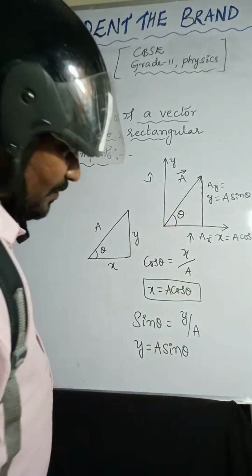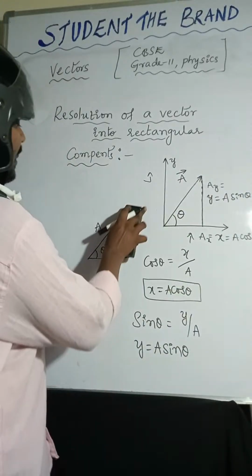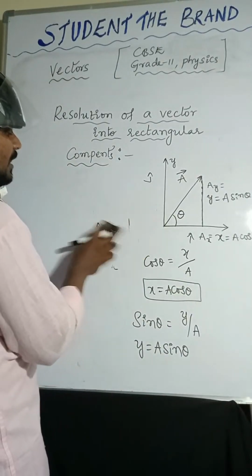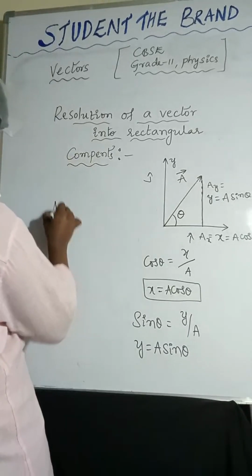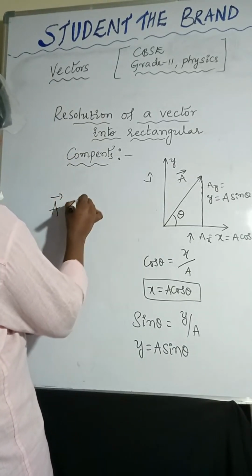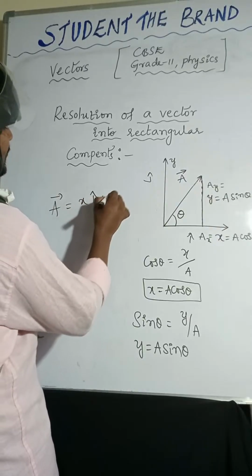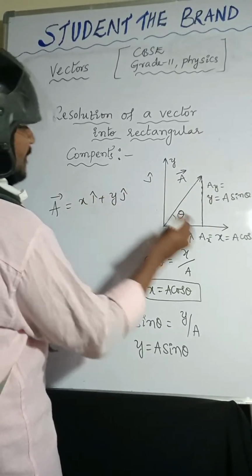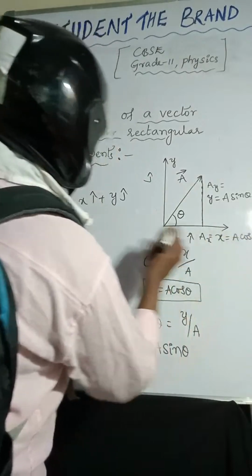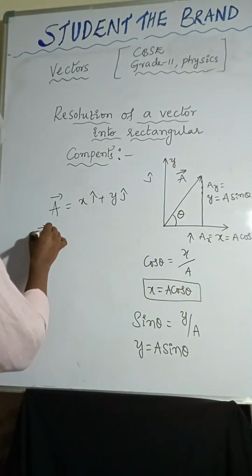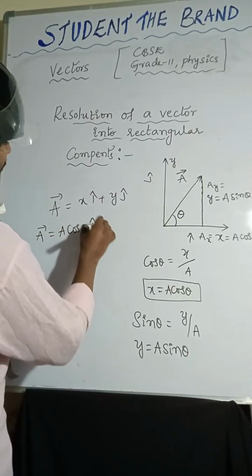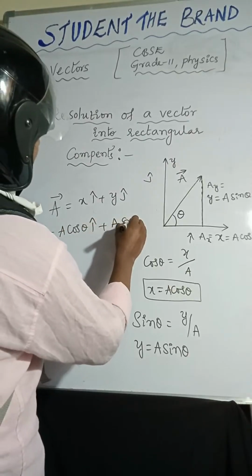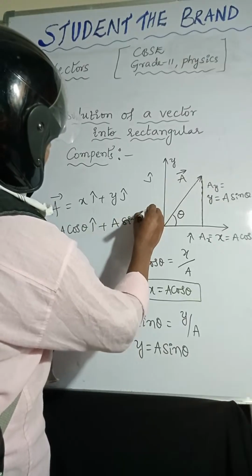Now we can write a bar equals x i cap plus y j cap. As we know that x equals a cos theta, a bar equals a cos theta i cap plus a sin theta j cap, right?